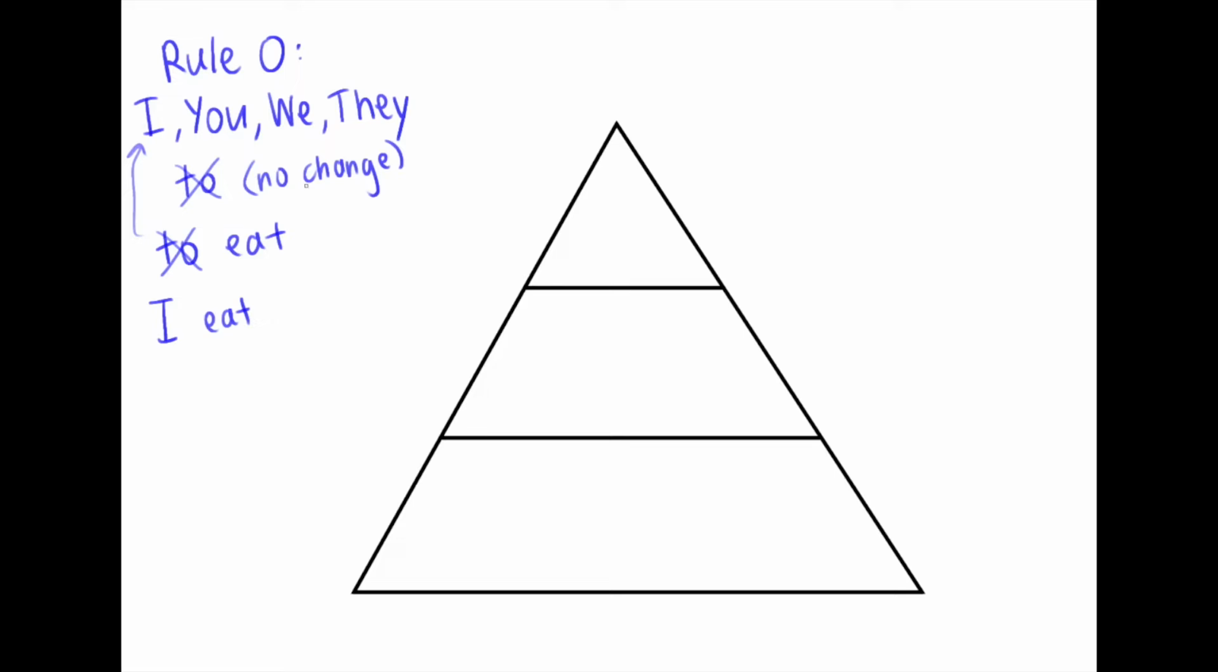Now, what if our verb is being conjugated with he, she, or it? Okay, so this is where we really need to pay attention to the verb. Rule number 1, all we have to do is add the letter S. And we're going to use this rule for the majority of verbs. I'm going to put like 75% of verbs.